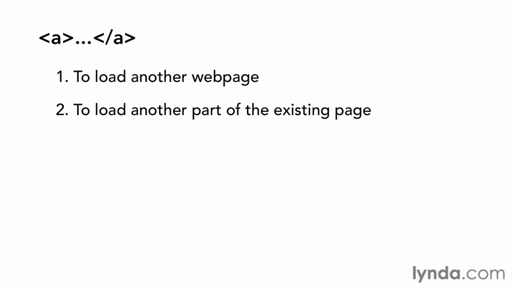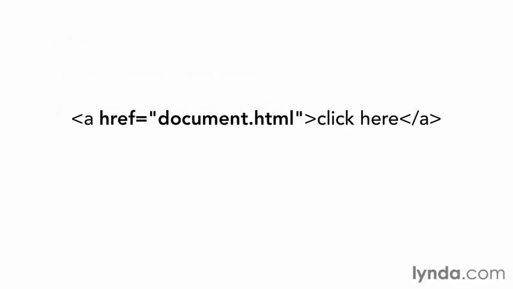Here's the basic format of an anchor tag when creating a link. This creates a link that the person viewing the page will see as the words "click here." When the user clicks the link, a page named document.html will be loaded. It's the href attribute that points to the reference document, and in this case, document.html must be in the same directory as the current web page.